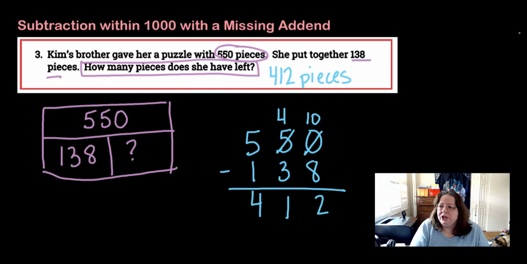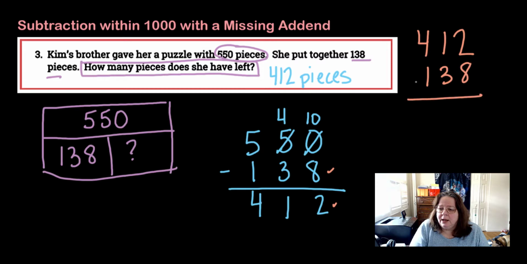left. I want to check that. I'm going to do 412, and I'm going to add 138. And this is a way to check my subtraction. I should end up with 550.